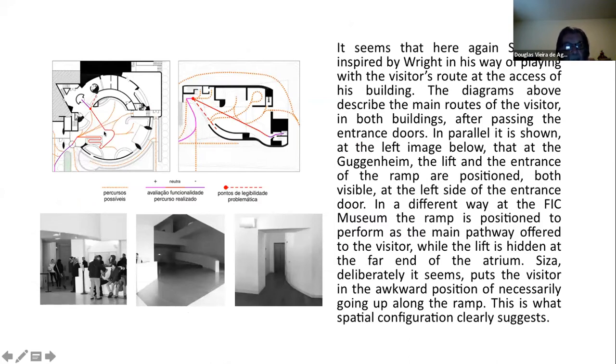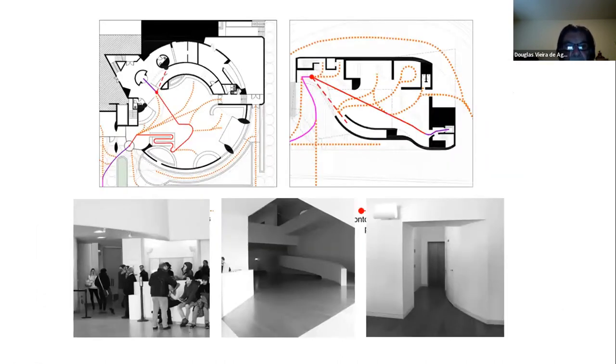It's interesting also to compare the ground floor, especially the position, what is offered to the visitor. In the case of Wright, you have the entrance of the ramp and the lift very much side by side. Well, in the case of Siza, you have the elevators hidden. They are there at the end, and you even have a small hall putting them even further behind. So it's a sort of spatial strategy of Siza, permanently playing with the visitor.